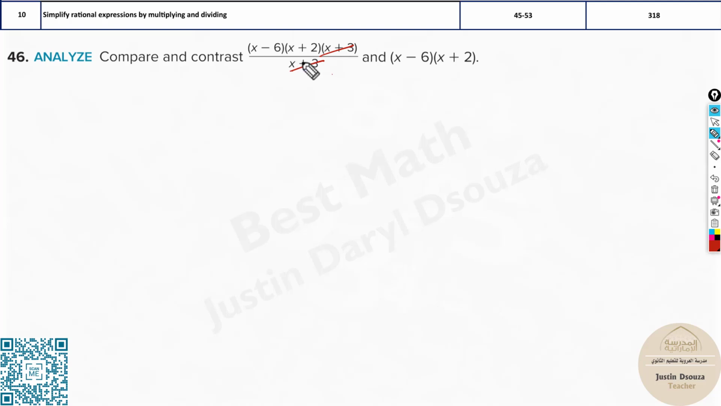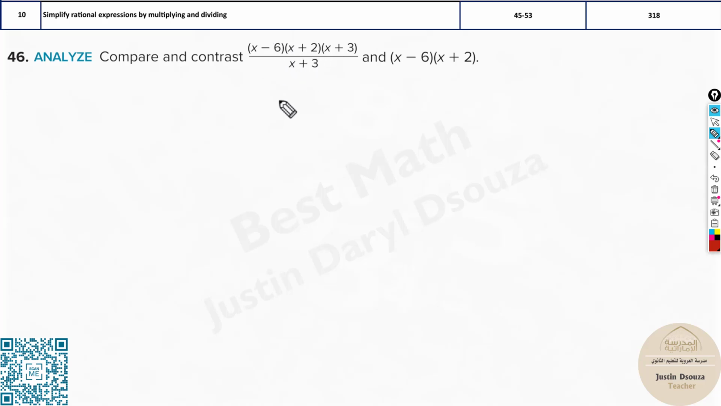The original function initially is a rational expression, right? So whenever you have a rational expression with something in the denominator like this, the denominator can be undefined. Where is it undefined? x plus 3 cannot be equal to 0, so x cannot be equal to minus 3. If I put minus 3 here, this is undefined, isn't it?